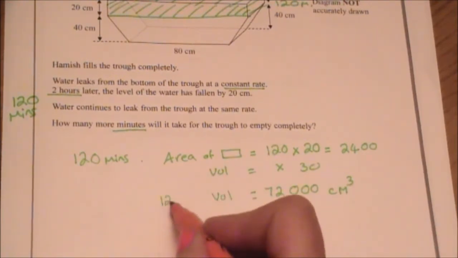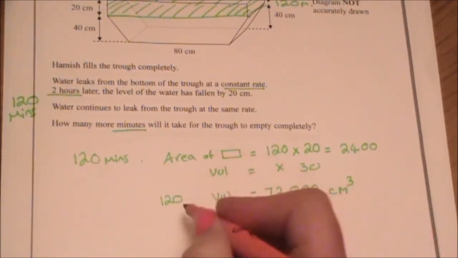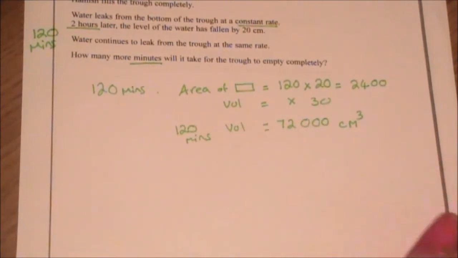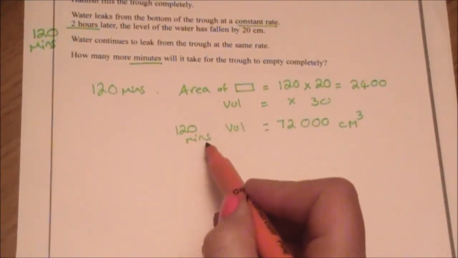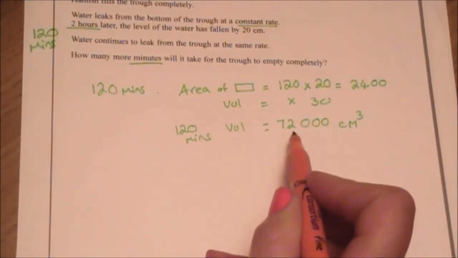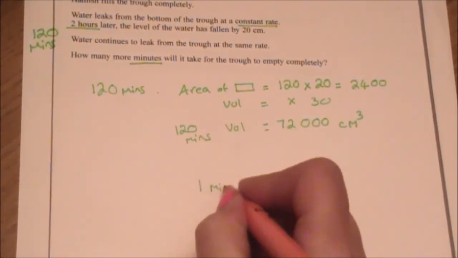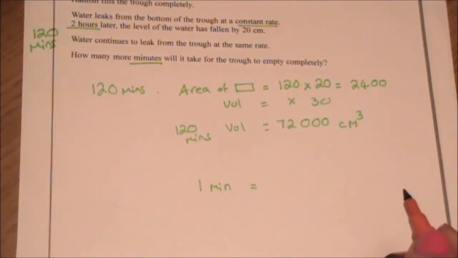Now, that's the volume that's lost after 120 minutes. What I need to do here is find out the rate it's being lost at. So in 120 minutes, it lost 72,000 centimetres cubed. I would like to know how much it's losing every minute.